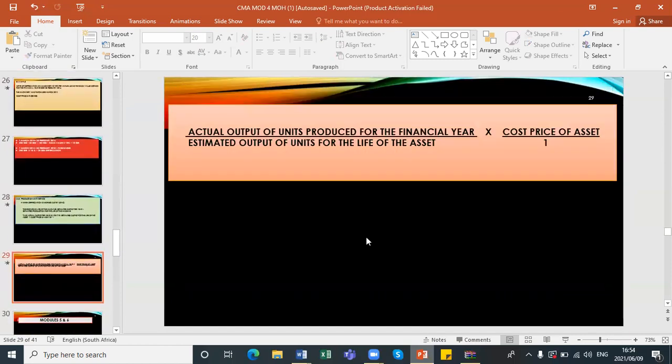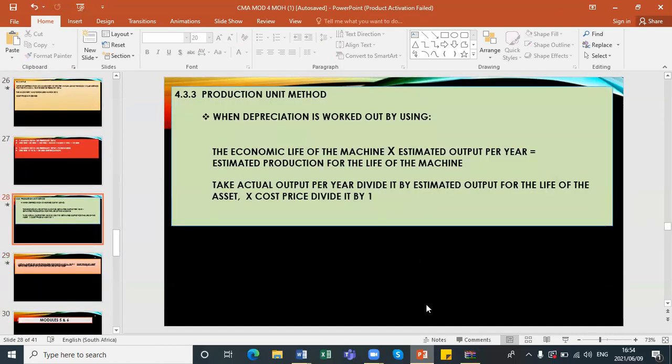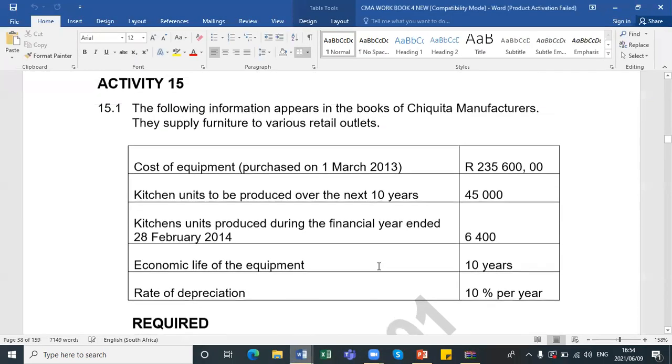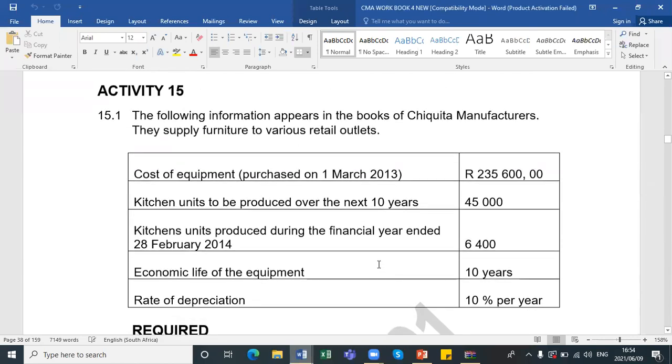The production unit method. Now, I'm going to use this example here. Activity 15. The cost price is 235,600. Kitchen units to be produced over 10 years is 45,000. Kitchen units produced for this actual financial year, 6,400. Economic life is 10 years.